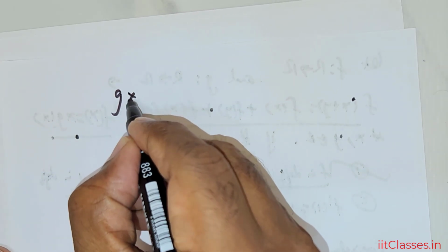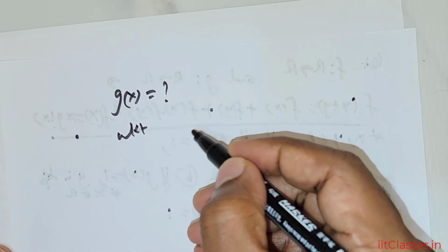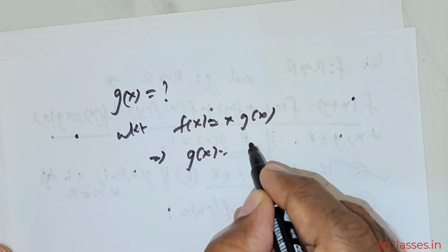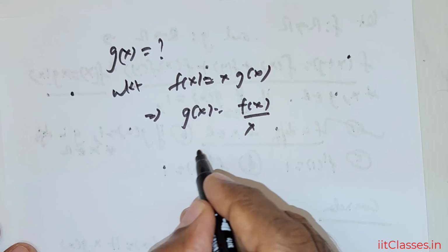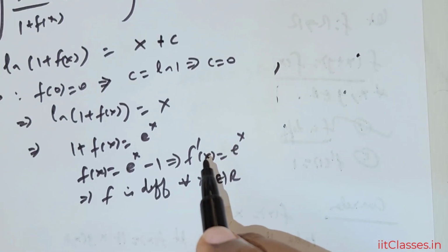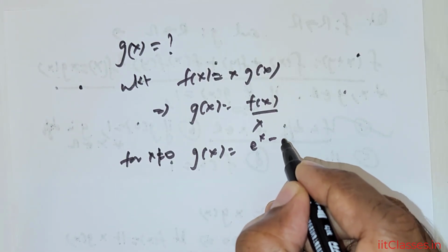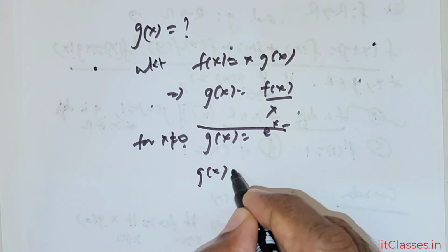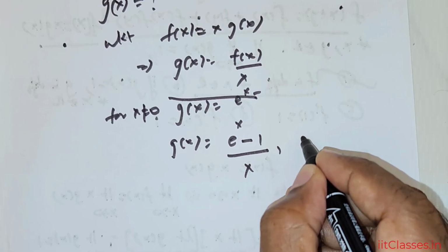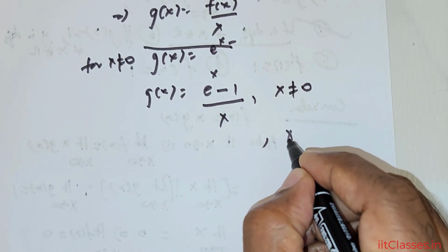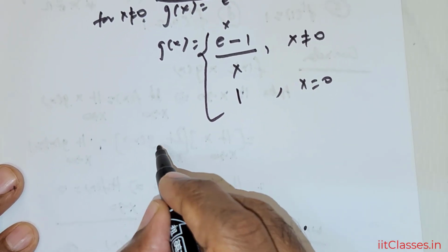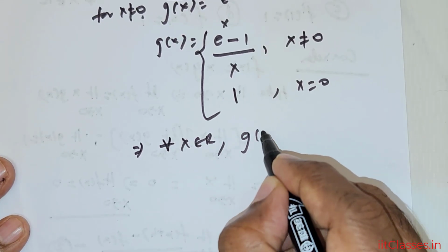Now let me check for g(x). What is the connectivity between f(x) and g(x)? We know that f(x) is equal to x times g(x). So from here, g(x) is equal to f(x) over x. Now for x not equal to 0, what is my f(x)? f(x) is e^x - 1. Let me rewrite it like this: g(x) is equal to (e^x - 1) over x. Now this is for x not equal to 0. Now for x equal to 0, clearly g(x) is given to be equal to 1. Right, so this in turn would mean for every x element of R, g(x) is differentiable.